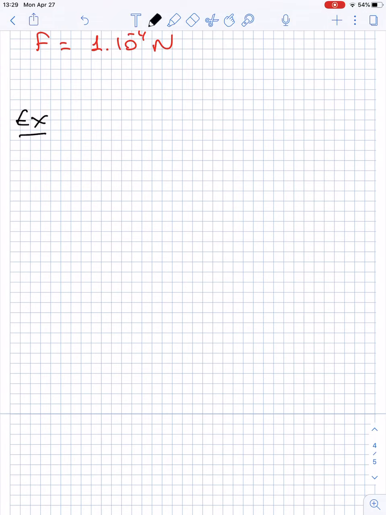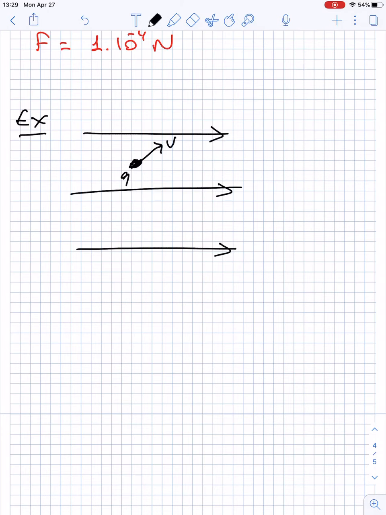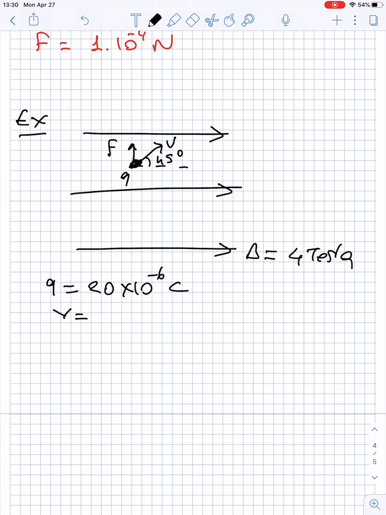Next example. In a magnetic field with direction like this, we have a charge Q moving with a velocity at an angle of 45, and our magnetic force direction is upwards. The magnetic field is equal to 4 Tesla, the charge is equal to 20 times 10 to the power minus 6 coulomb, the velocity of the charge is 10 meter per second, and sine 45 is 0.85. Calculate the magnetic force.